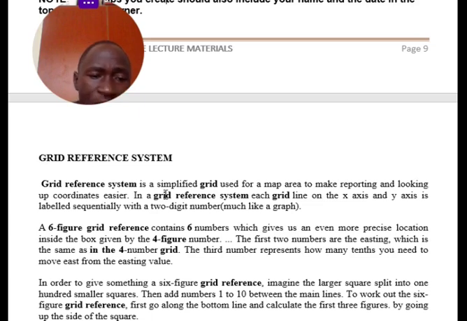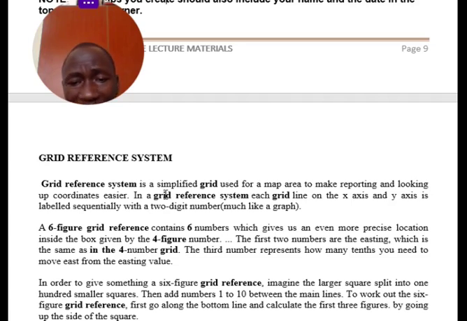And they are saying a very good grid reference should total up to 6 digits. When you have a 6-figure grid reference, it shows that you have the right digits. They are saying this gives us an even more precise location inside the grid boxes.